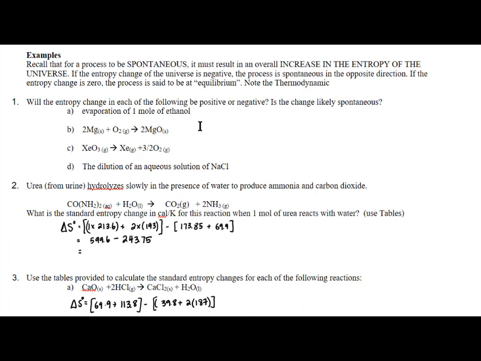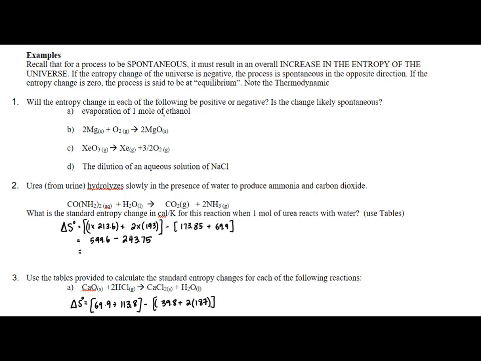Let's look at a few practice examples. In this first one, we want to decide if the entropy change in each of the following will be positive or negative. And then we also want to make a bit of a prediction about whether it's going to be spontaneous. And you'll see in a few moments that that can be difficult with the information that we have, but we'll do our best using our previous knowledge.